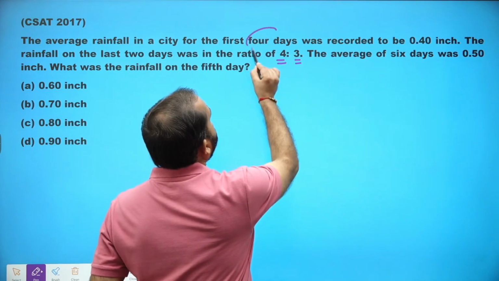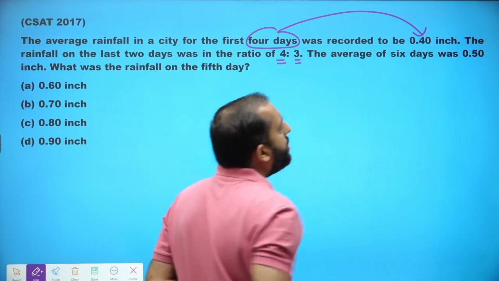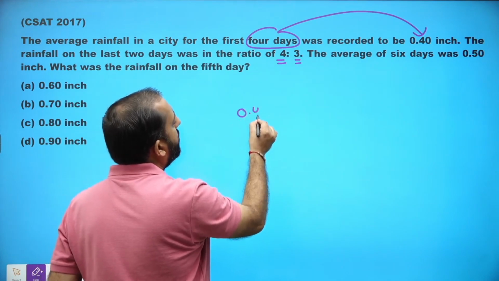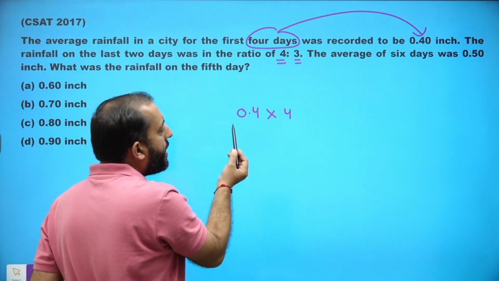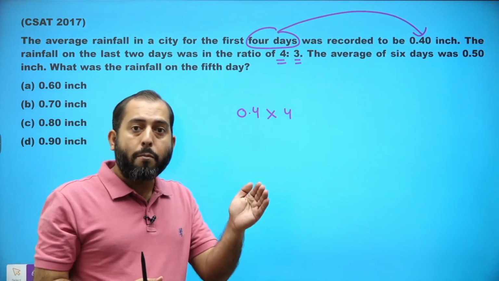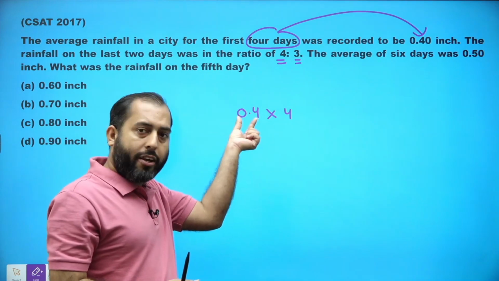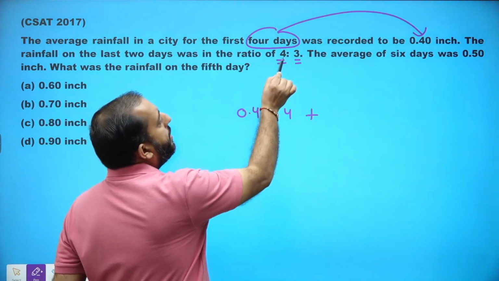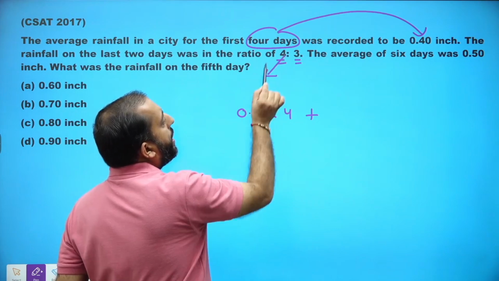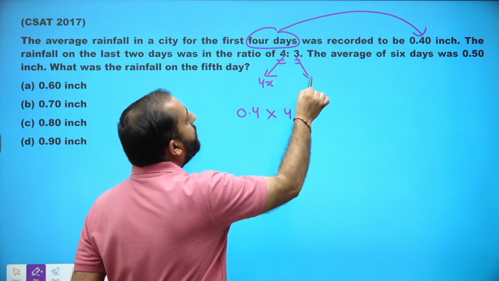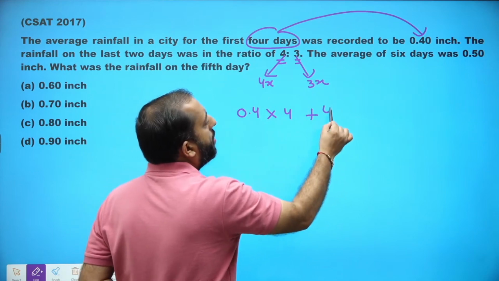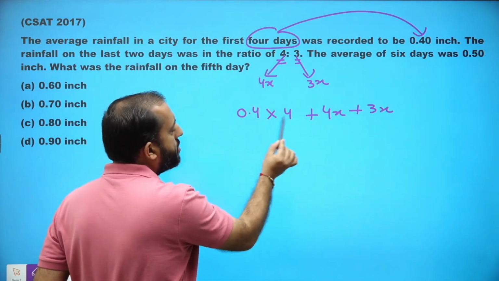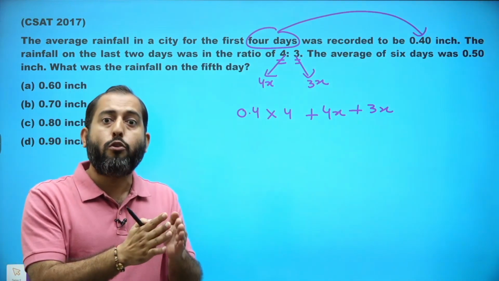See, for first 4 days, the average is given, which is 0.40. So, I know sum is equals to average into number of observation. So I can say for first 4 days, sum of all the rainfalls should be average into the observation, which is 0.4 into 4. Plus, let's say the rain on day number 5 is 4x inch and the rain on day number 6 is 3x inch. So, rain of 5th day plus rain of 6th day.